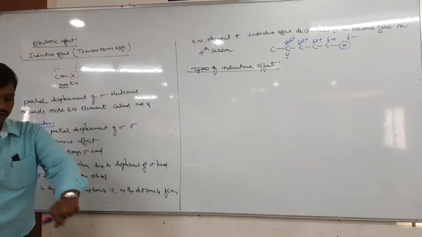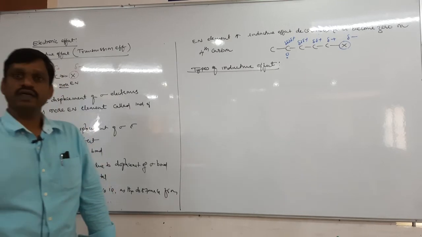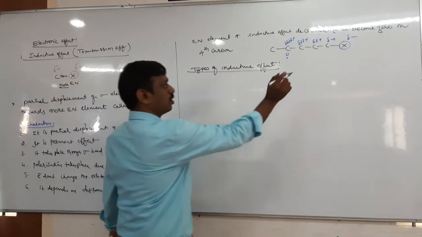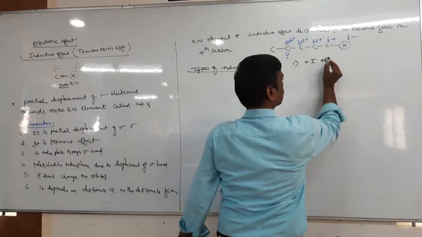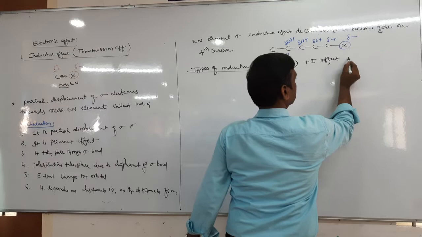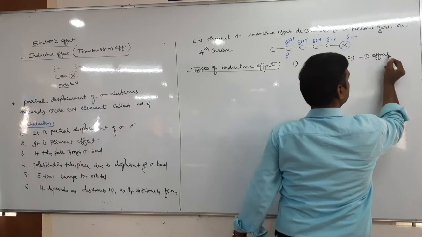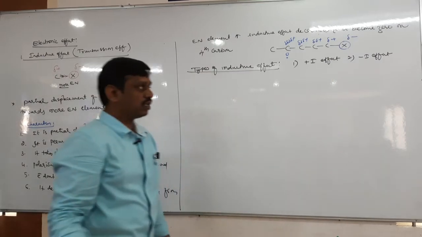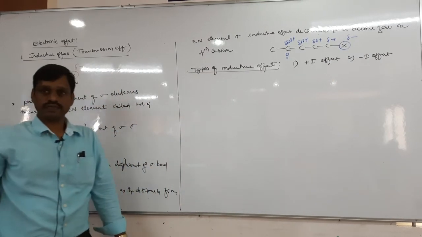So what are the types of inductive effect? One, plus I effect. Two, minus I effect. So plus inductive effect, minus inductive effect. There are two types of inductive effect.